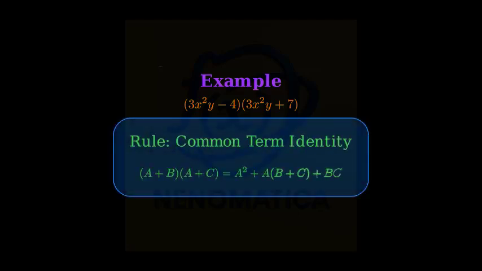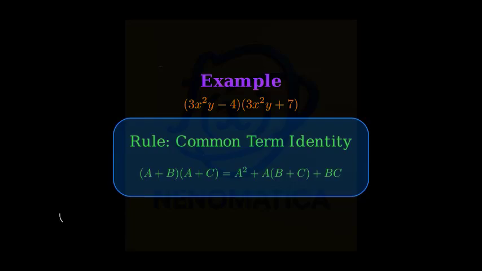We need to expand the product of these two binomials, the quantity 3x squared y minus 4 times the quantity 3x squared y plus 7. To solve this, we'll use the common term identity. The rule states that for expressions in the form of a plus b times a plus c, this equals a squared plus a times the quantity b plus c, plus b times c. This identity helps us expand products where the terms have common factors.